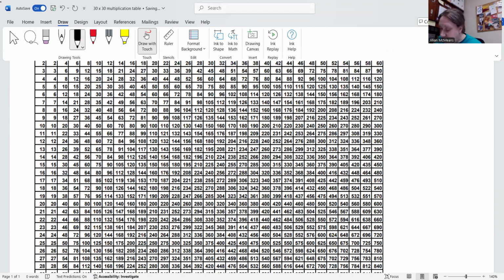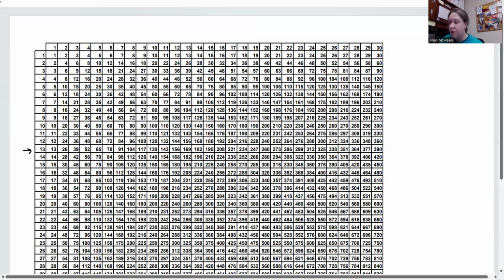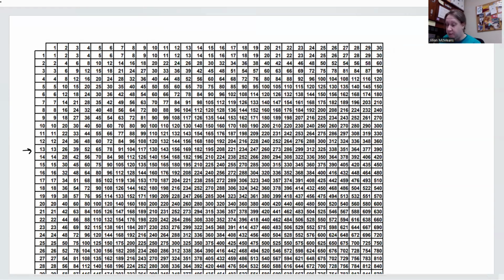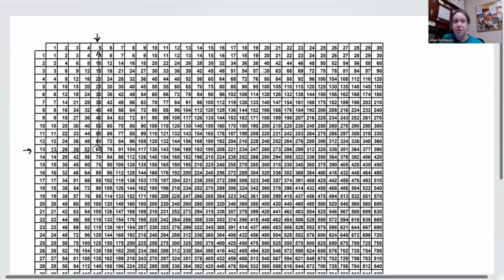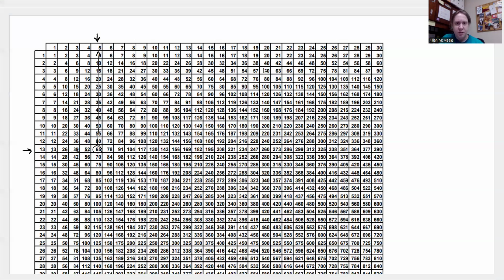We want to go down to the 13th row. We want to go over until we get as close to 65 as possible without going over. So we've got 13, 26, 39, 52, 65. So that tells me 13 goes into 65 exactly 5 times because we're in that 5th column. Okay. So that's how you can use your multiplication table if you need. You certainly don't have to, but you're welcome to if you need to.